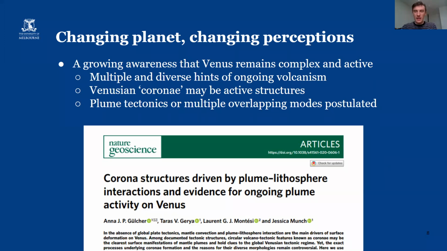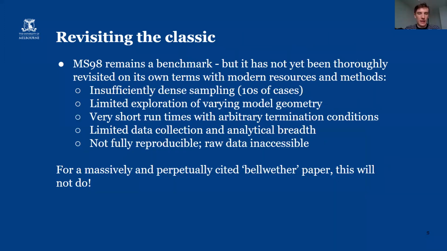Now, the issue, of course, is that Venus is not what it used to be. There's a growing awareness that it remains complex and active. It's not actually been quiescent for 200 million years at a time. There are multiple and diverse hints of ongoing volcanism. Those coronae may be active structures, and there's some evidence of plume tectonics as well.